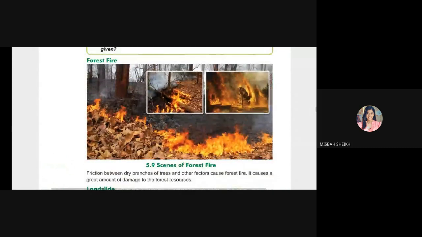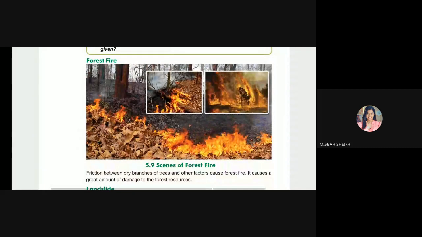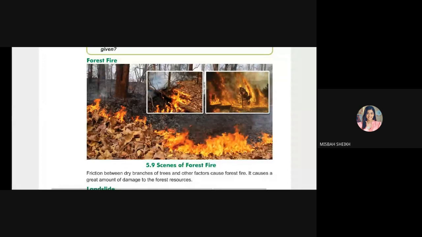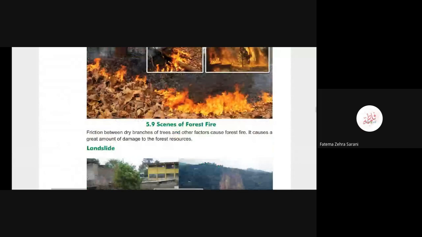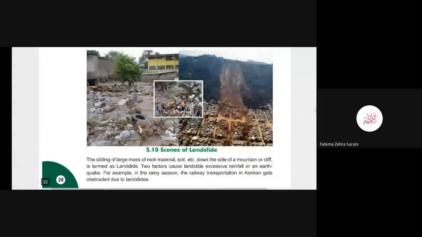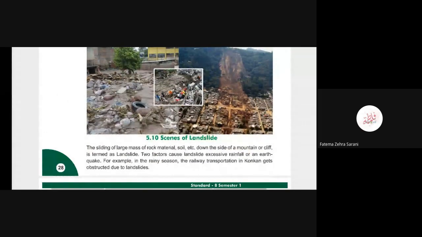Okay, who will read forest fire? Forest fire. Friction between dry branches of trees and other factors causes forest fire. It causes a great amount of damage to the forest resources. Got it? Now next, landslide. You have to explain the term forest fire, so you have to write these three lines.